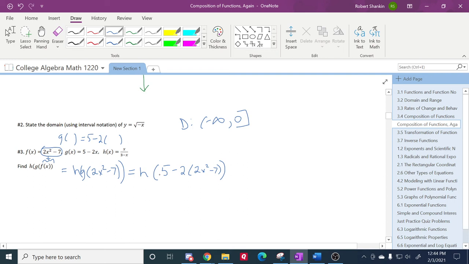So before I figure out h of that, I'm going to simplify this down a bit. These are going to distribute to here and here. So this is h 5 minus 4x squared plus 14. And then these two are like terms. I'll simplify this down a little bit more. Get it as simple as possible before I do the h action. 19 minus 4x squared.